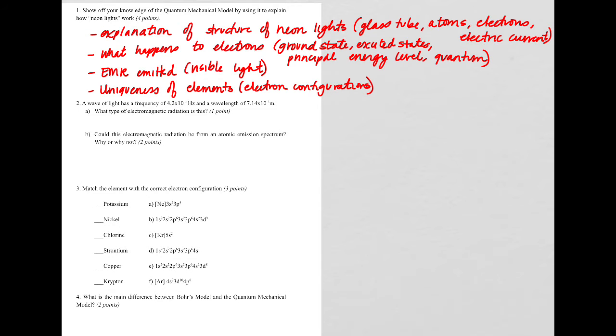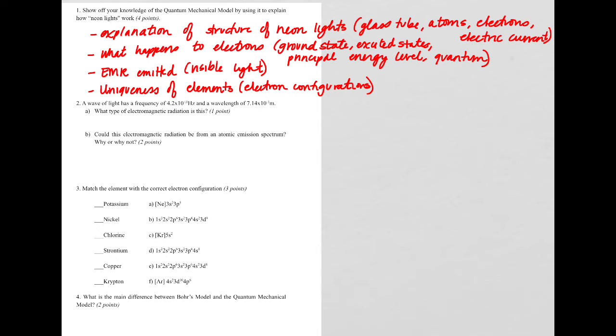First you needed to explain, you could have, if you wanted to, explained the quantum mechanical model and then explained how neon lights work, or you could have explained how neon lights work and incorporated the quantum mechanical model in there. But either way, you needed to have these 4 main bullet points, and how much you expounded upon those determines how many points you got.